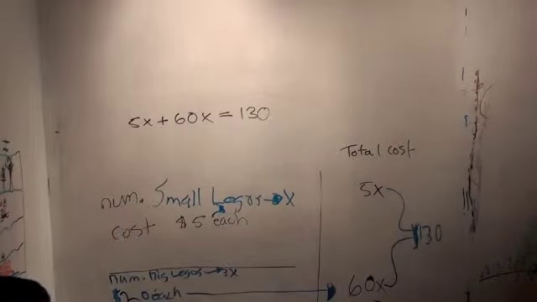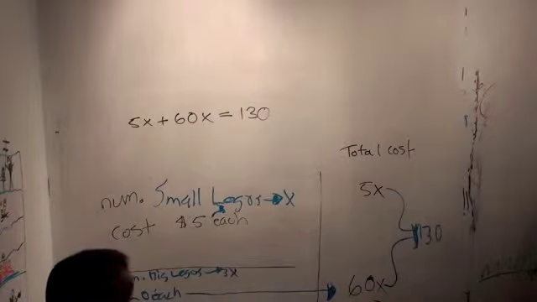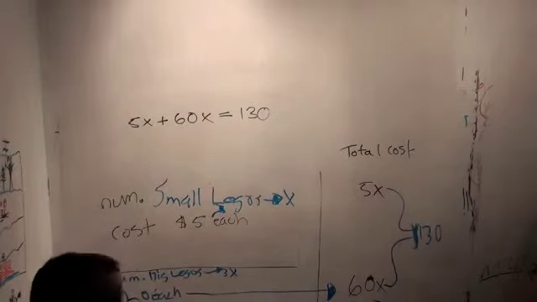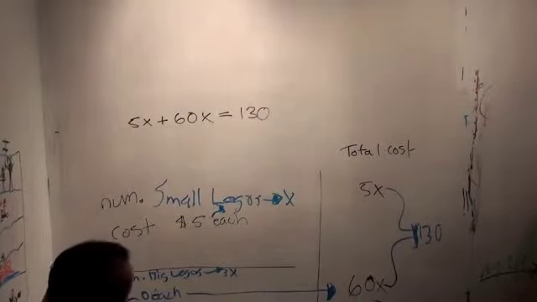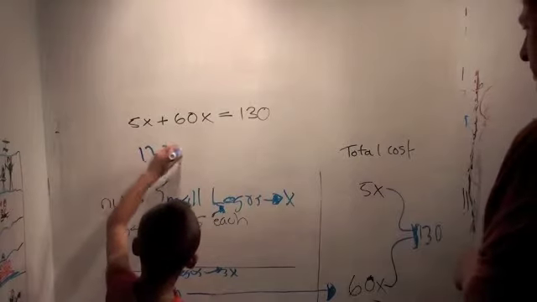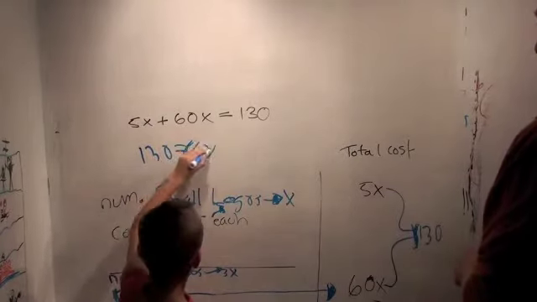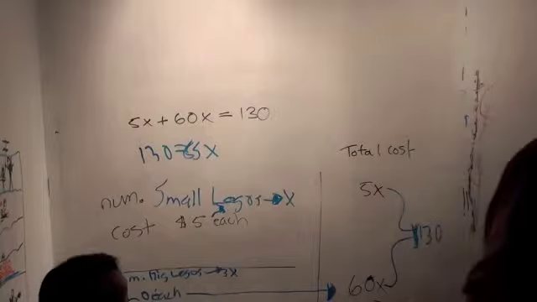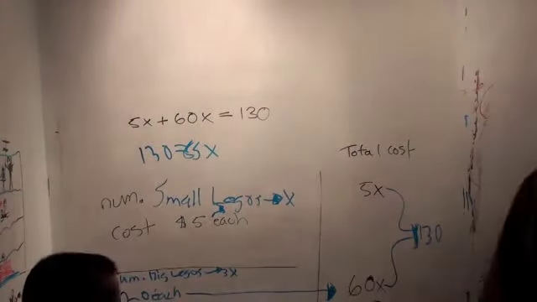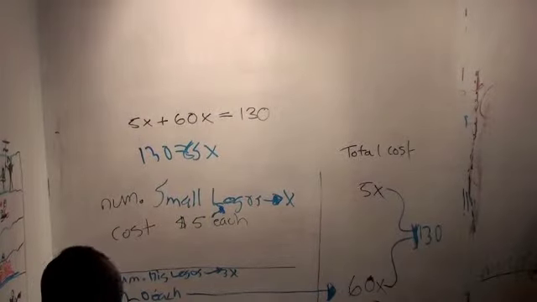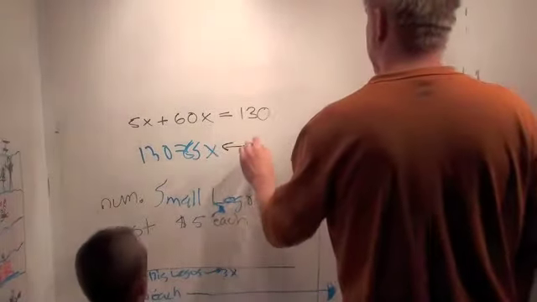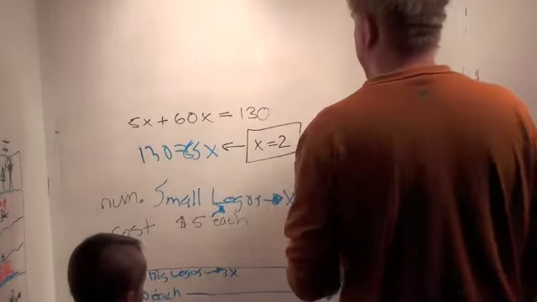What is 1X plus 2X? 3X. What is 4X plus 5X? 9X. What is 5X plus 60X? 65X. So how can we simplify this a little bit? 130 equals 65X. We've got to divide that by 65. Let's do it another way: what times 65 equals 130? It's not 1 times 65. 2 times 65 is 130. So X equals 2.